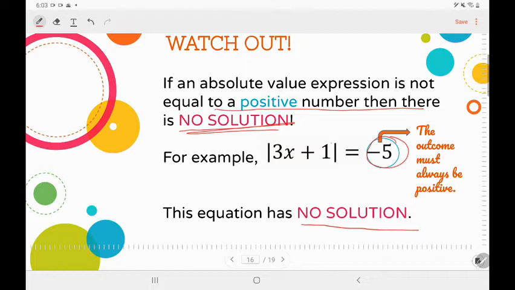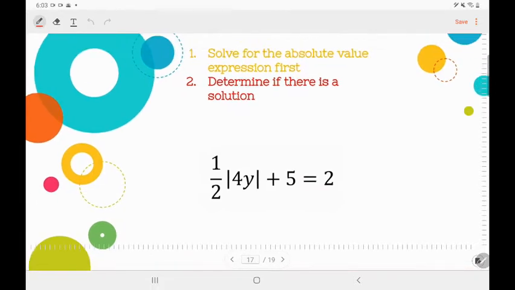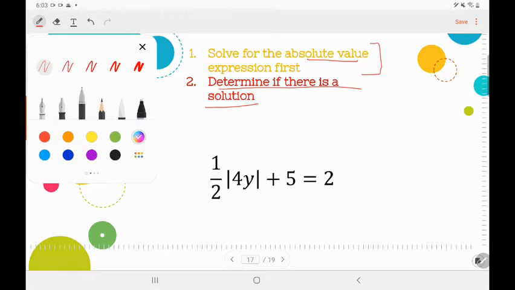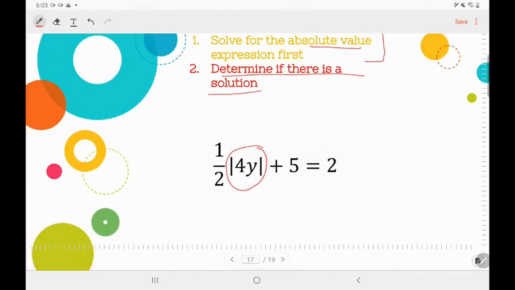So how does that impact my problem-solving experience? Well, I'm still going to solve my absolute value expression first for that absolute value, and then I'm going to determine if there even is a solution. So I'm not automatically going to write equations and solve. So let's go ahead and simplify this. I'm going to solve for this absolute value before I do anything.